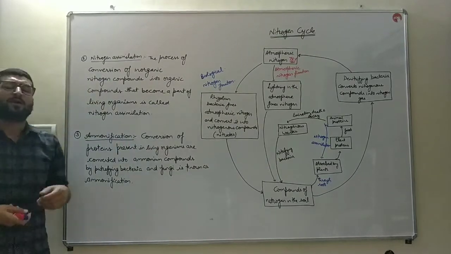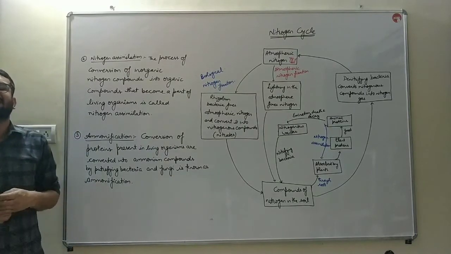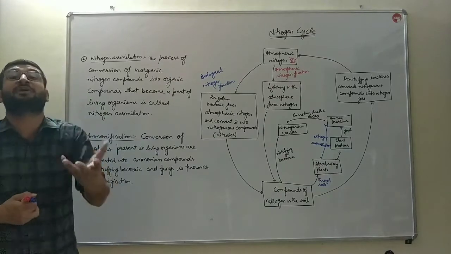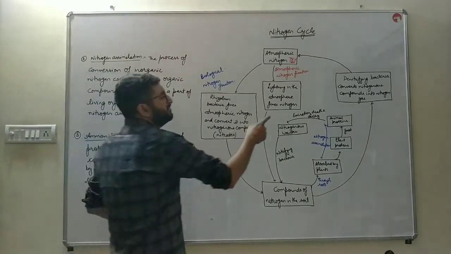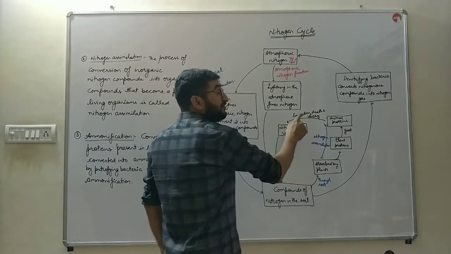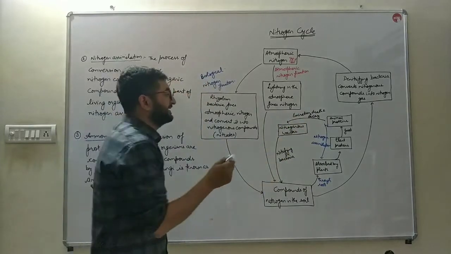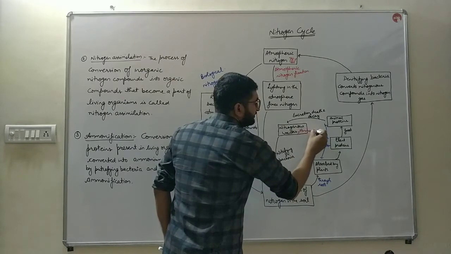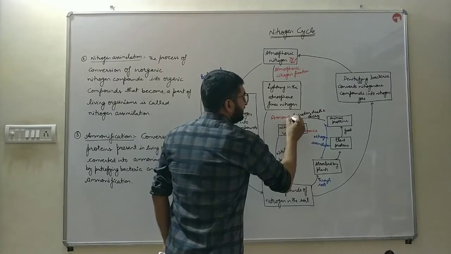Putrefication kya hota hai bache? Proteins ko break down karna into the simple substances, that is known as putrefication, and those simple substances are ammonium compounds. So the animal proteins or the plant proteins, after excretion, the removal of waste product, after death and decaying, are converted into nitrogenous waste, and that nitrogenous waste is ammonia, and this process is known as ammonification.